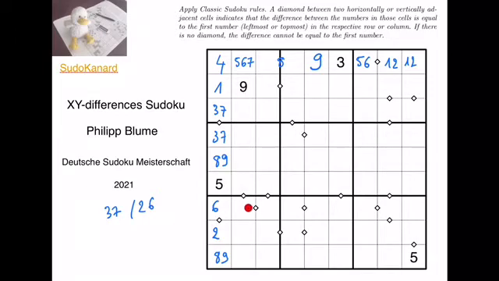So the 3 pairs are 1-7, 2-8, and 3-9. And this leaves behind 4 and 5. 5 is not here, it's there. With 2 and 8 because of this diamond and this 3, and we put 4 here.